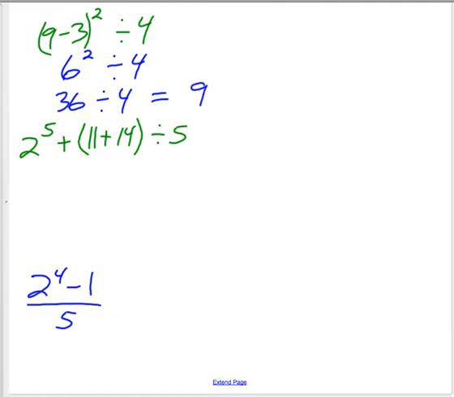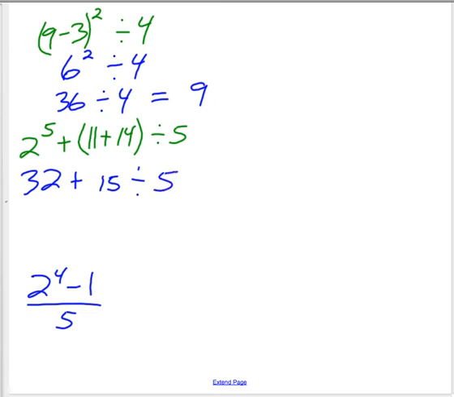Try to do the second one. Pause it, see if you get the same answer as I do. Again, we have exponents, parentheses, division. So we're going to do these parentheses first. We're going to get 15. We can actually do the exponents and these parentheses at the same time, kind of, because they're not affecting each other. So 2 to the 5th is 2, 4, 8, 16, 32. So we have 32 plus what was in that parentheses divided by 5.